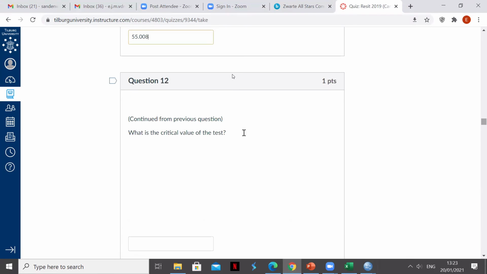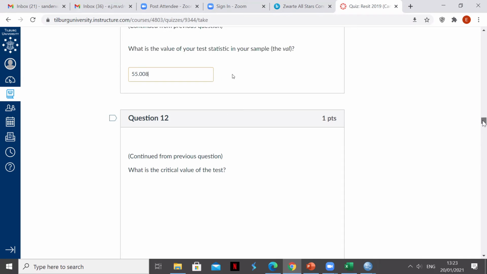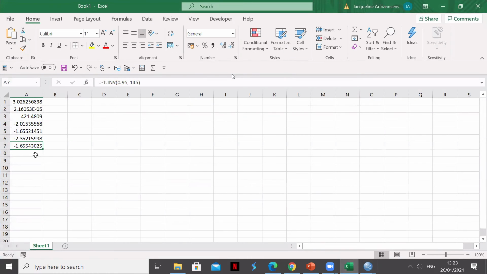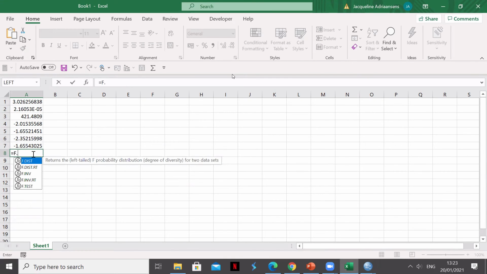And what is the critical value of the test? Unfortunately, you cannot read that from SPSS, so you will have to calculate it yourself. And how do we do it? You go to Excel. You type isf dot, and do we choose dist or do we choose inf? We choose inf, because the dist is always distribution for the p-value, and the inf is for your critical value.